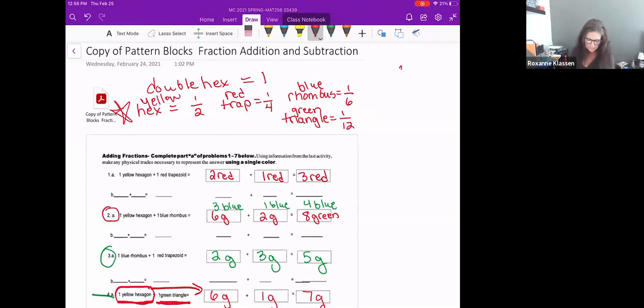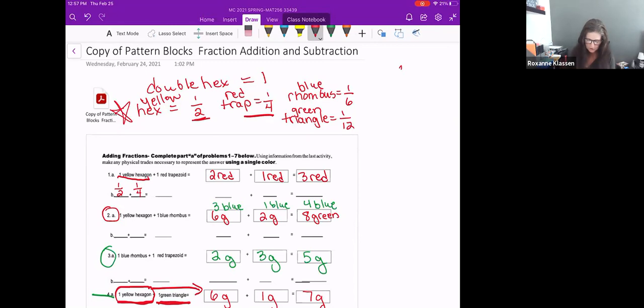Okay. So what we're going to do on the second line is write in our mathematics. So a yellow hexagon was 1/2. So I'm going to write 1/2. That's what it was asking me. It was to do 1/2 plus a trapezoid, which was 1/4. I'm not going to write in the answer yet. 1/2 plus 1/4. I'm going to write in what I did with my pattern block.